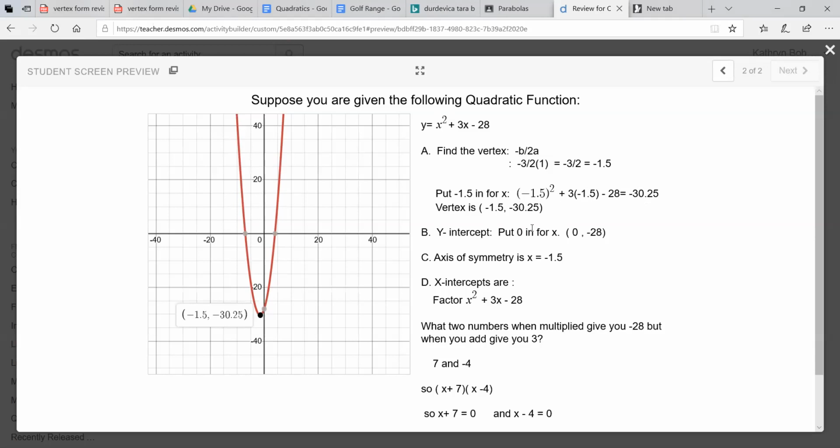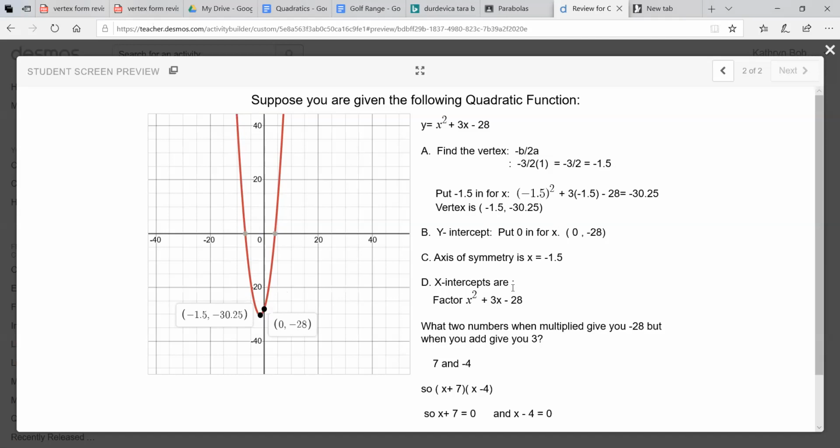Y-intercept, put a 0 in for x, put it in here, and we get our y is negative 28. Come over here, and here's our y-intercept at 0, negative 28. Axis of symmetry is x equals negative 1.5, is the x right here in the vertex. You guys seem to do a pretty good job with that last week. It's this guy right here.